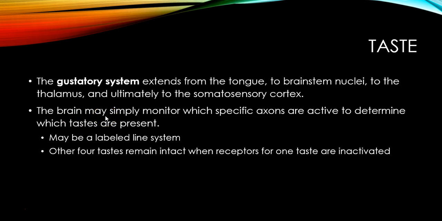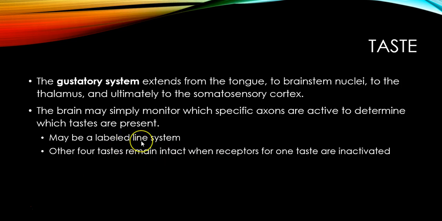How do we taste these different tastes? The brain may simply monitor just which specific axons are active to determine which tastes are present. So this may be more of a labeled line system, that if you're tasting something sweet, those sweet receptors are sending a message, an axon, basically, through to the brainstem, the thalamus, and the somatosensory cortex, and registering, okay, you've tasted something sweet. And then if you are tasting a salty flavor, again, the salty receptors would then be sending a message to the brain saying, oh, I'm tasting something salty.